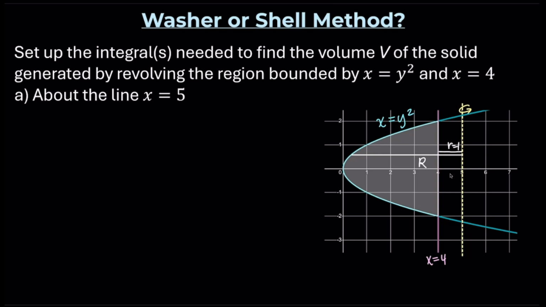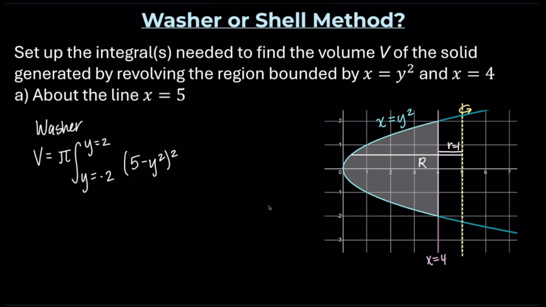So to set up our washer method, we're going to have that the volume is equal to pi times the integral from, let's see, we need y values, and this is from y equals -2 to 2. So that's the y values where the region exists. So y equals -2 to y equals 2 of the big radius. So that's 5 minus y squared, squared. Big R was right minus left. And then minus the little radius, that was just 1, right? 1 squared. And then dy. So this would give us the volume using washers.